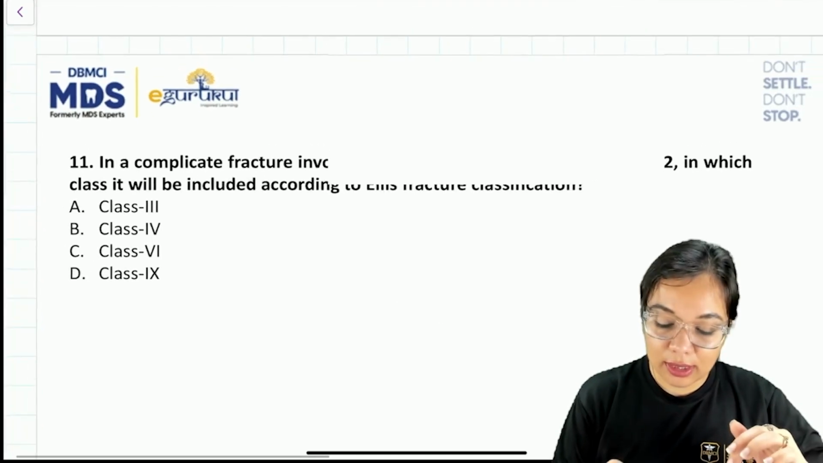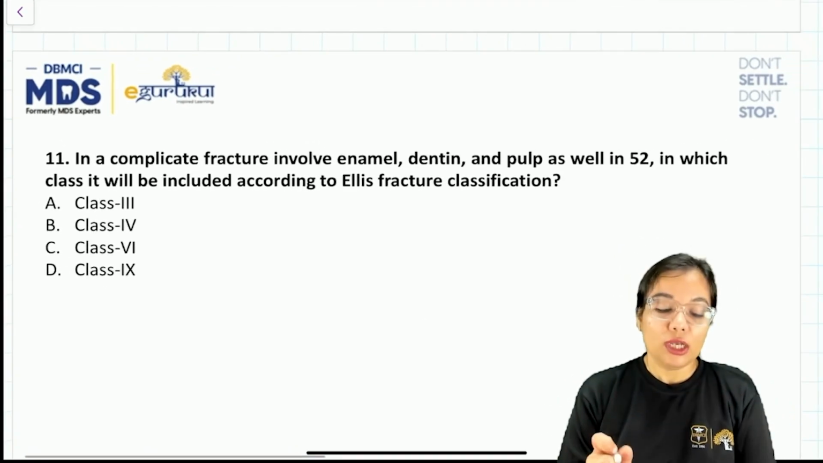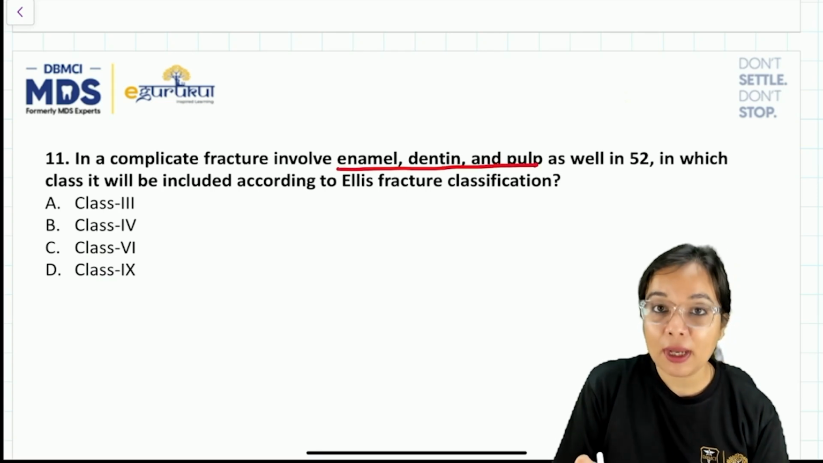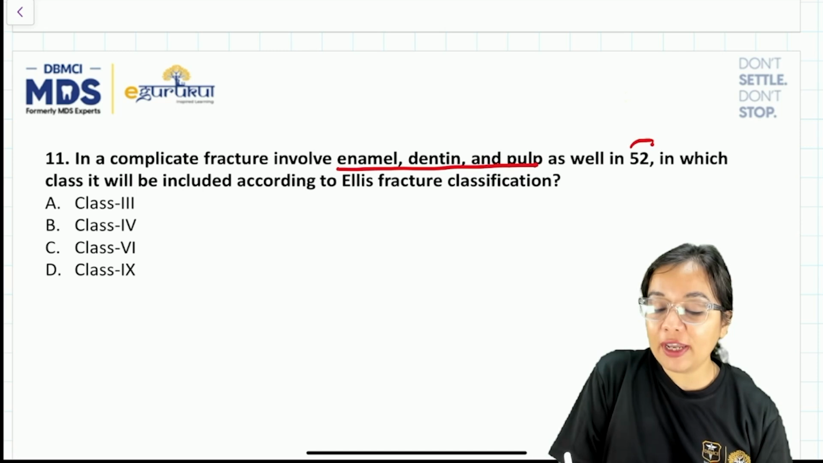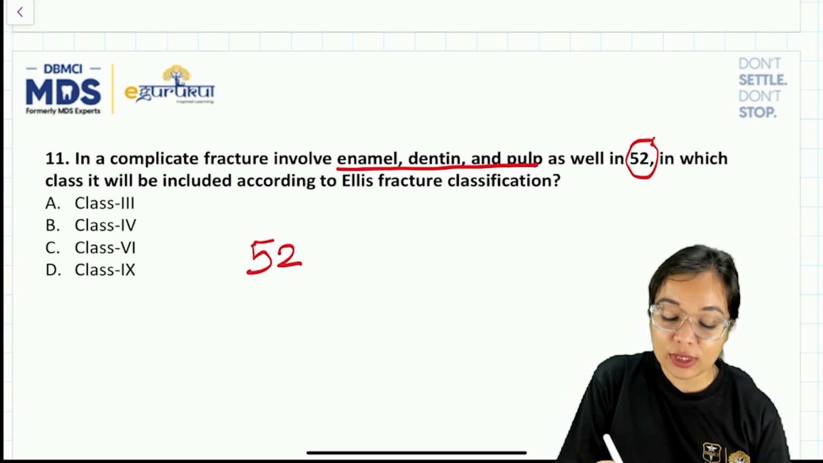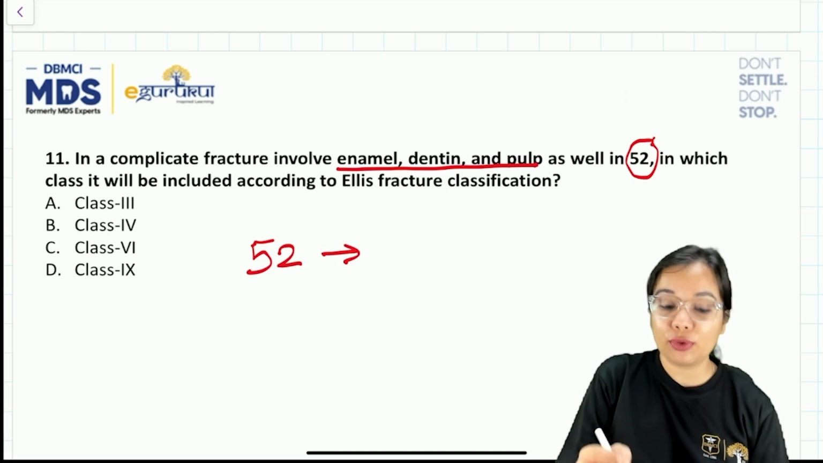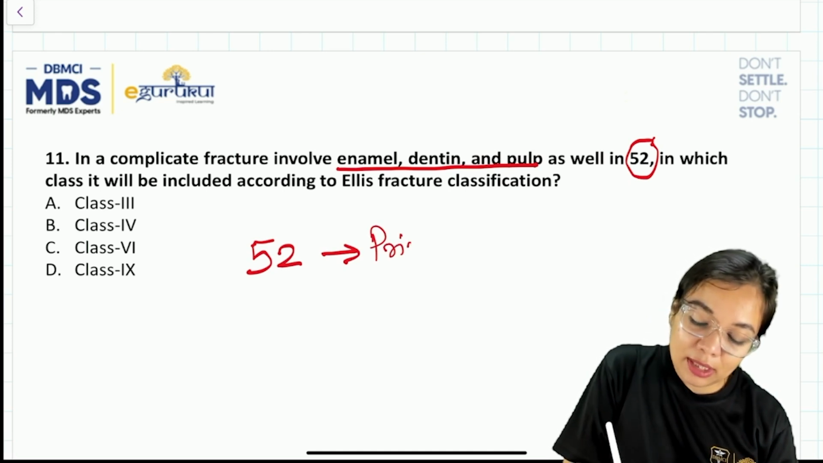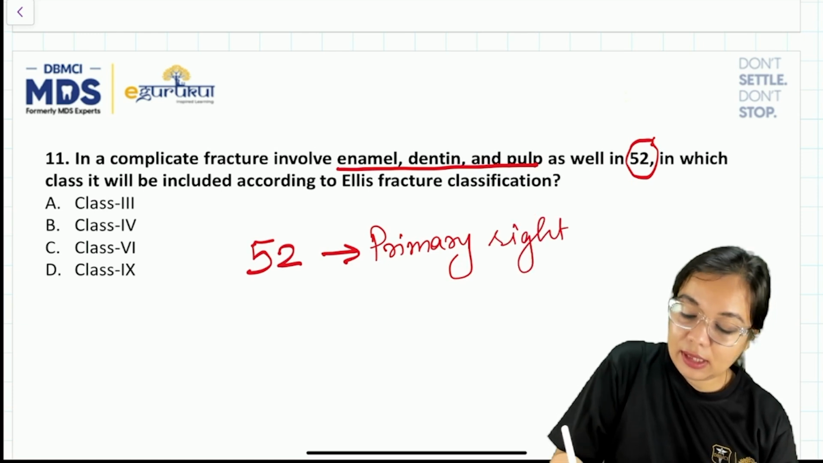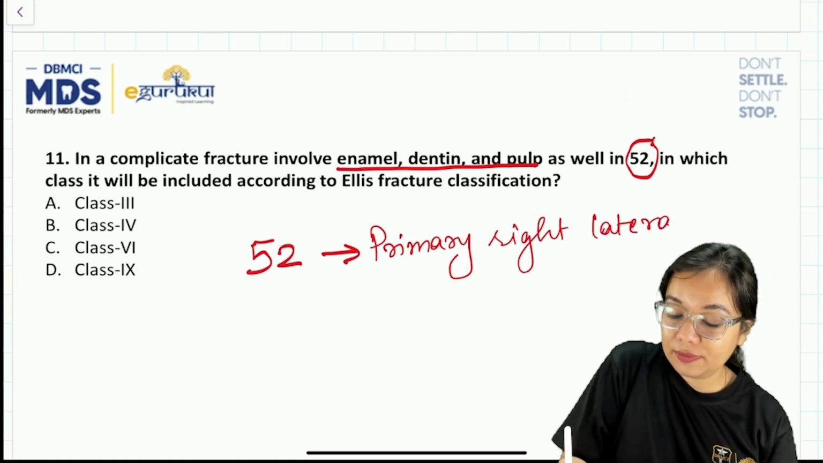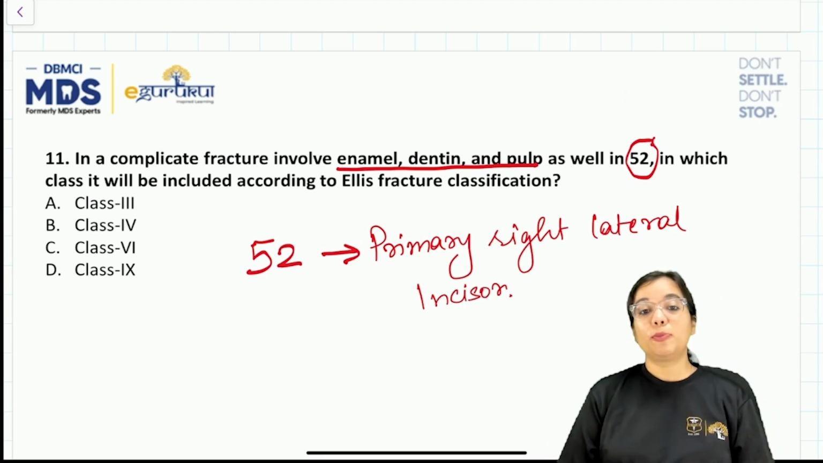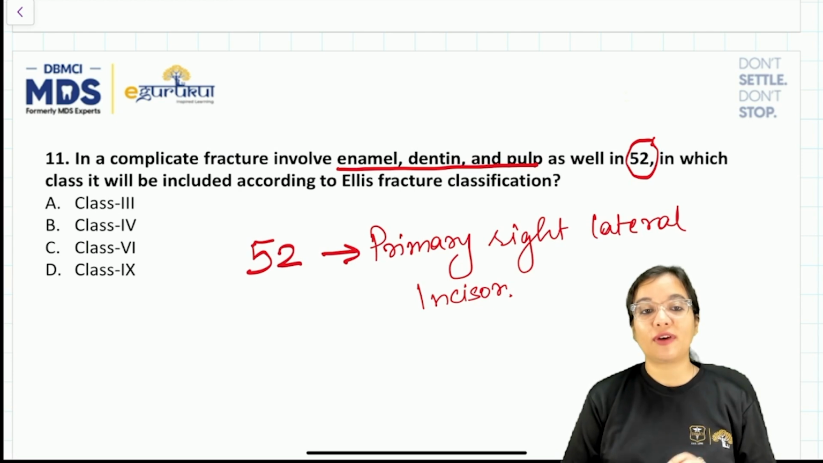Okay, so in a complicated fracture that involved enamel, dentine and pulp as well in 5-2. So when they say 5-2, what does tooth number 5-2 represent? Tooth number 5-2 represents a primary right lateral incisor. So primary right lateral incisor is 5-2.